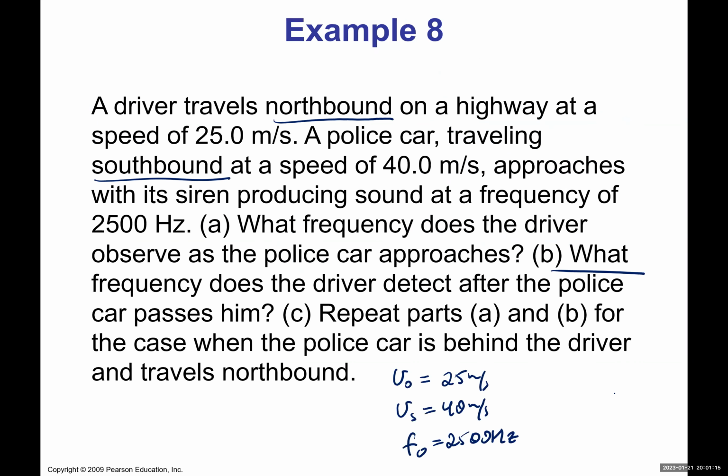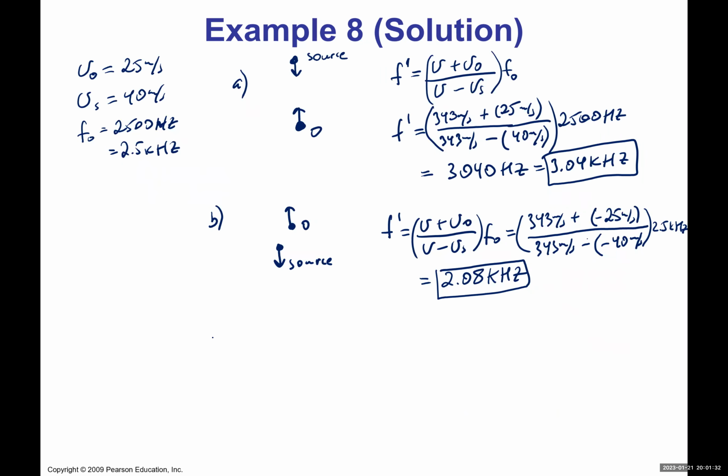All right, so let's go back and look at part C. Part C says repeat parts A and B for the case when the police car is behind the driver and travels northbound. Okay, so let's see what we have here. Coming back, I always try to do a rough sketch like this. That means taking this to be the observer, northbound as always. But then the police car initially is also northbound. So here's then the source.